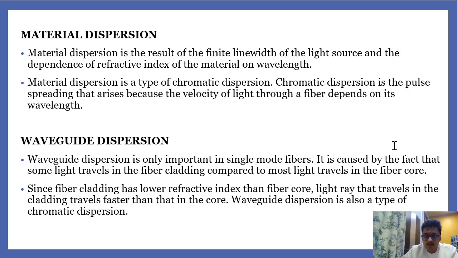Waveguide dispersion. Waveguide dispersion is only important in single mode fibers. It is caused by the fact that some light travels in the fiber cladding compared to most light travels in the fiber core. Since a fiber cladding has lower refractive index than fiber core, light that travels in the cladding travels faster than that in the core.